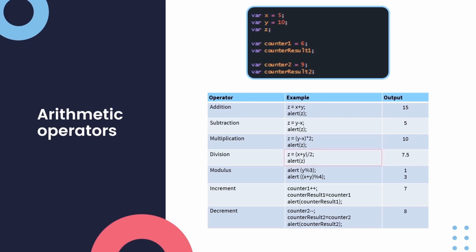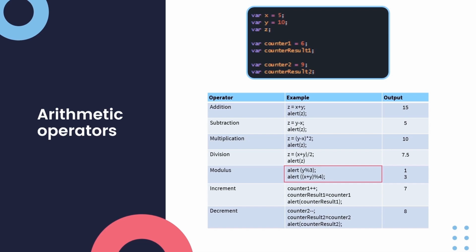Wonderful. Now, if we move along to division, it's pretty much the same thing again, where we are saying x plus y divided by 2, which is 5 plus 10 divided by 2, alert the result which has been assigned to z, and that gives us 7.5, a float. And then modulus works slightly different. So with modulus, we are alerting something and not assigning something to our z variable. Essentially, we are alerting y modulus 3.